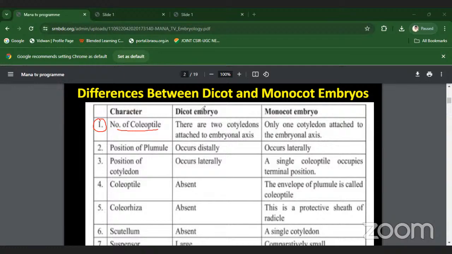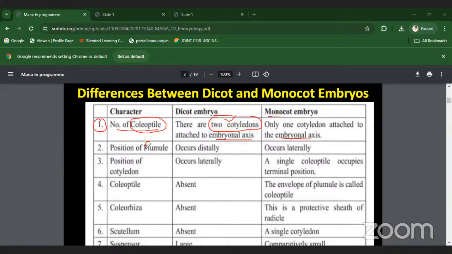In the dicot embryo, the number of cotyledons is two. Di means two, so there are two cotyledons. These two cotyledons are attached to the embryonal axis; I will explain this clearly after the development of the embryo in dicot. Mono means only one, so in monocot only one cotyledon is attached to the embryonal axis.